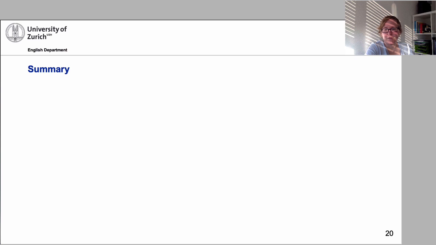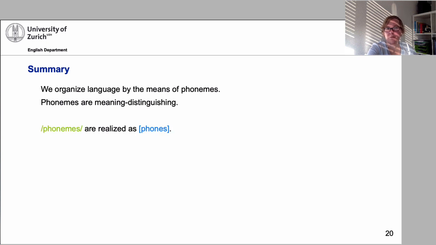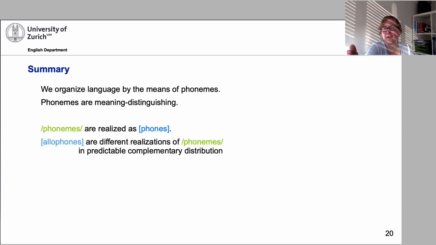okay, so as a summary for today, what I would like you to take home here is the realization that we organize this jumble of phones into abstract categories by talking about phonemes. Phonemes are meaning distinguishing, but they are, as being a mental category, not concrete, right? So they're realized as phones. Something that's abstract and mental is not actually realized, but the realization, that's what we call phones. And allophones are types of phones, and they're different realizations of a single phoneme, but crucially they occur in predictable environments and predictable complementary distribution.